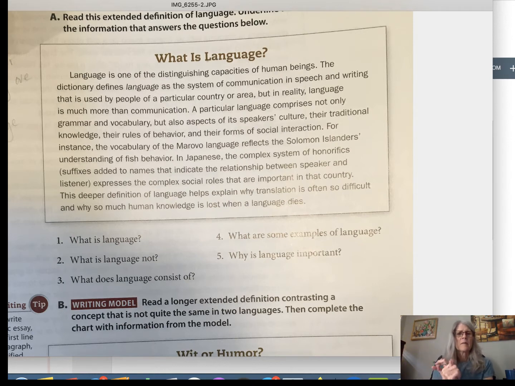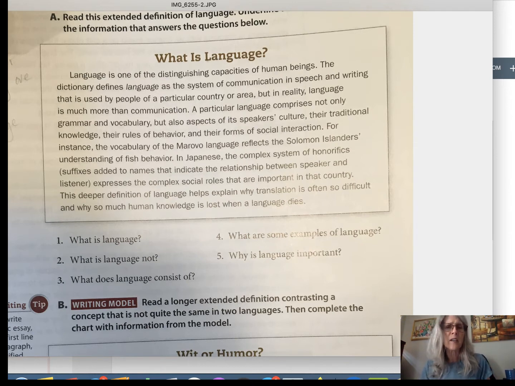We have exactly what it is, things that it isn't, what it consists of, whether you break apart the words itself, or not only is it just words we hear, but it's people's attitudes about their language, about their culture, about their traditions, their behavior, how they interact with each other. So that's what it consists of. And then the examples of, like the Japanese honorific, it's a very complex system of how you give an honor word to the relationship that you're experiencing. And on that note, so this is a very good definition paragraph, and that's about as long as you need yours to be, okay?